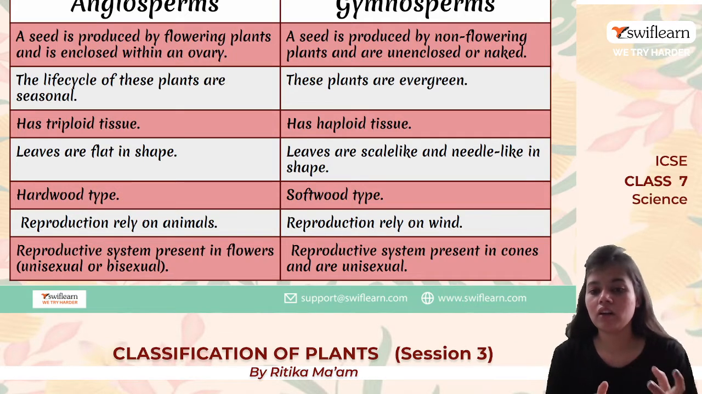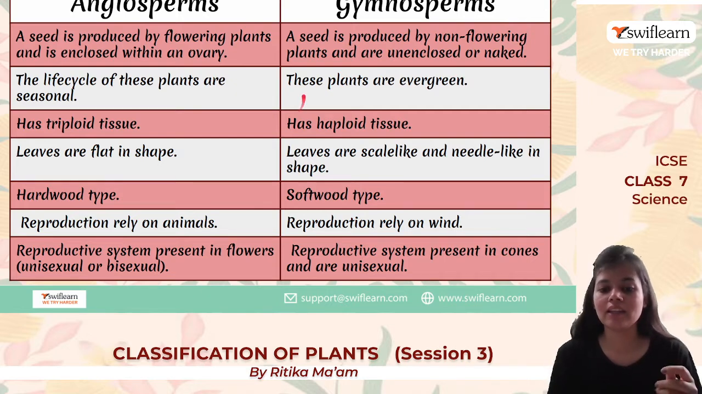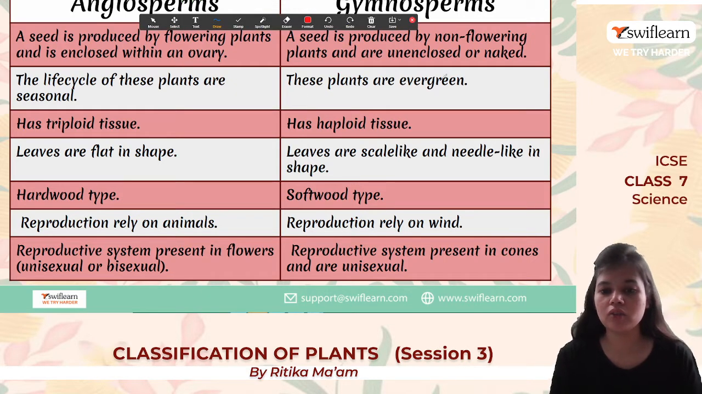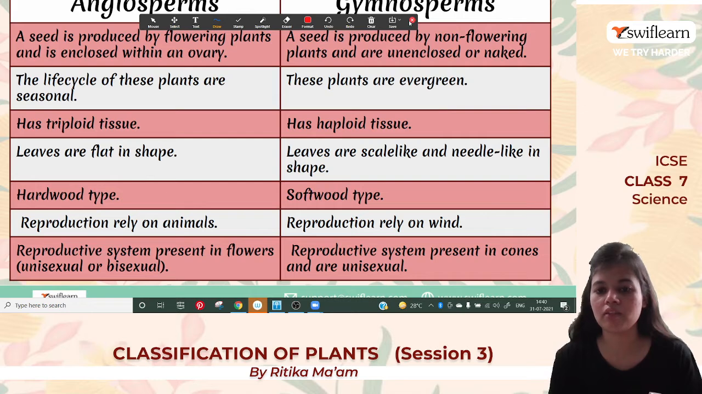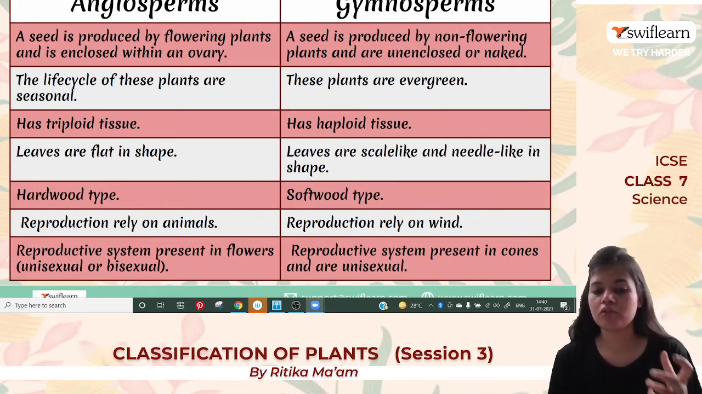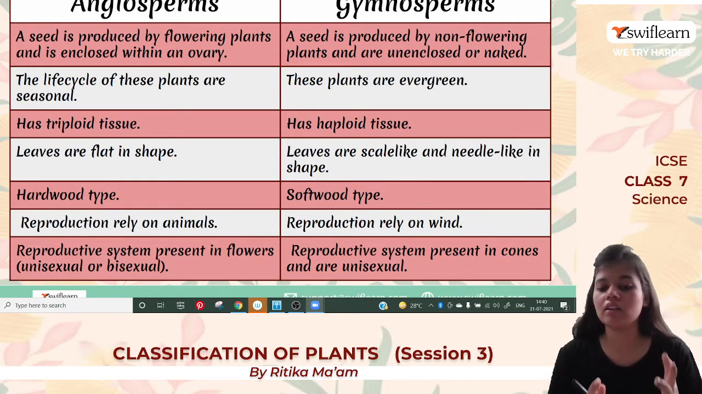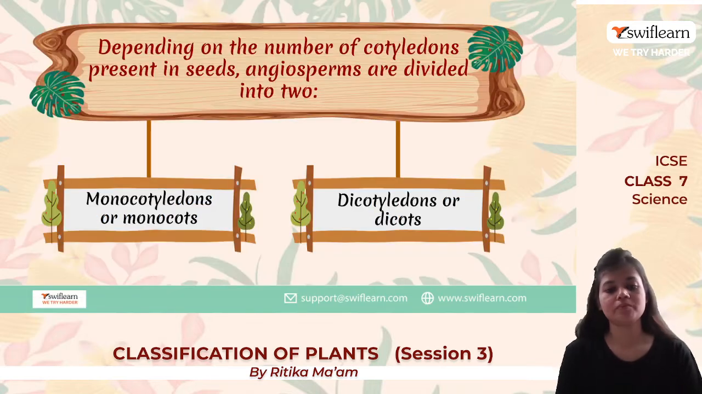These are evergreen plants which have haploid tissue. Their leaves are a bit needle-like, with very pointed ends. They are softwood type, and their reproduction particularly relies on wind, because they do not possess any fruit. Their reproductive system is present in cones, and they are unisexual.